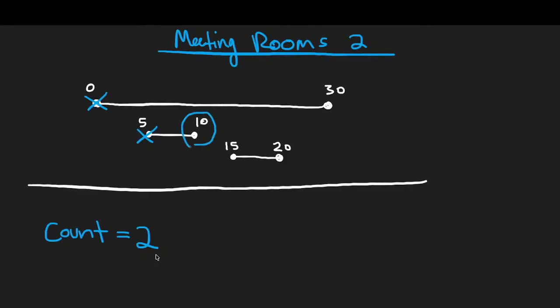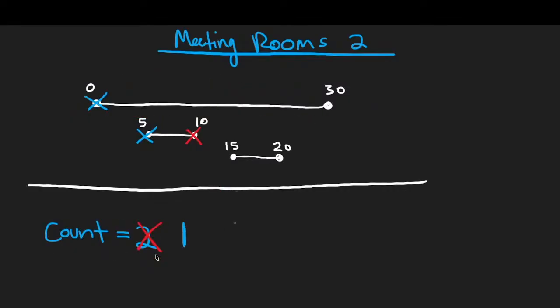Okay, at time 10, there's an end point. This is not a starting value, this is an ending value. So what does that tell us? That tells us a meeting has just ended. So what are we going to do with our count? We knew we had 2 meetings going on at the same time over here, but now after this point, we're only going to have 1 meeting going on, right? Like look at the picture. There's only 1 meeting going on, and it's this first one, 0 to 30. So we're going to set the number of meetings going on to 1.